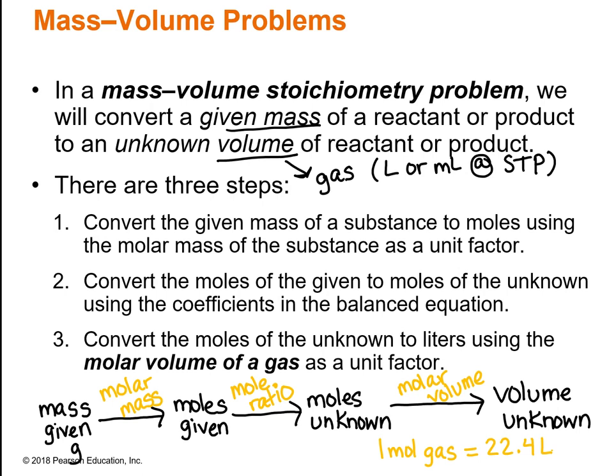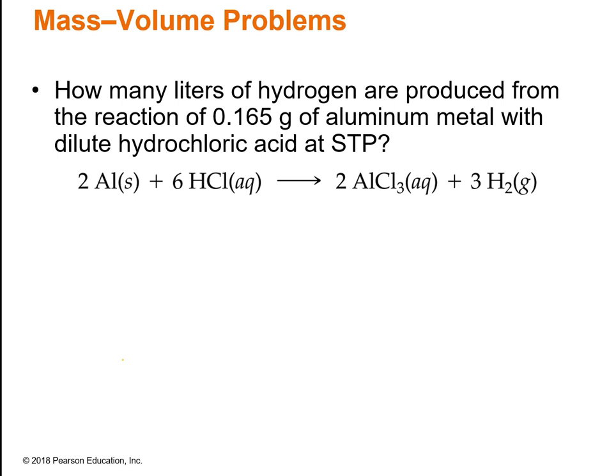So the overall, what we do for mass to volume is you take your mass of given, convert that to moles of given using molar mass. Convert your moles of given to moles of unknown using your mole ratio from the balanced equation. You take your moles of unknown and convert to volume of unknown, which better be a gas, using molar volume. Now let's walk through how to do that.